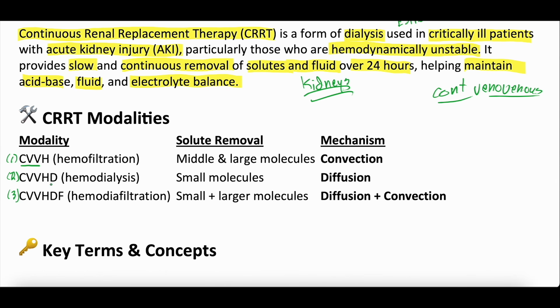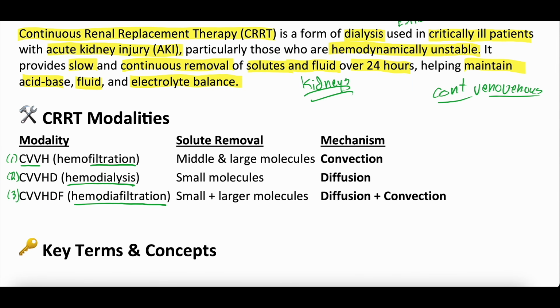And it's really H versus HD versus HDF. What the H stands for is hemofiltration. The filtration is the important part to focus on. HD stands for hemodialysis, and HDF is a combination, hemodiafiltration, right? So we have CVVH, which is hemofiltration, CVVHD, which is hemodialysis, and CVVHDF, hemodiafiltration.